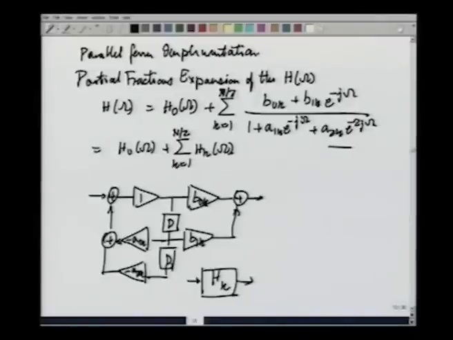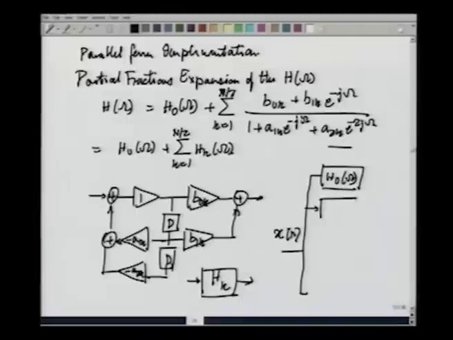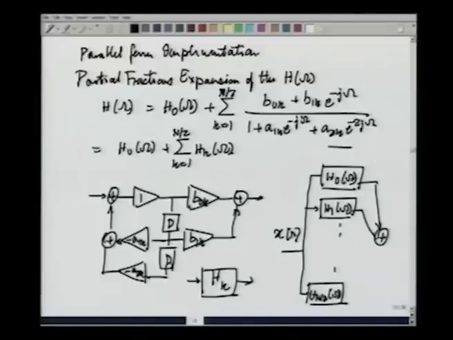The overall system would be implemented by taking xn and passing it through several parallel blocks, starting with h0 of omega, h1 of omega, and so on until you have here h n by 2 of omega, and then adding all these up to get y n. This is the parallel form implementation.